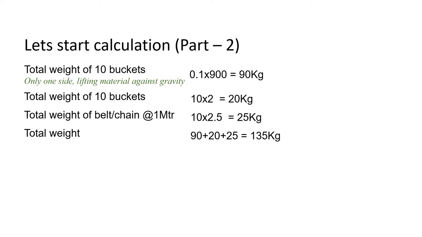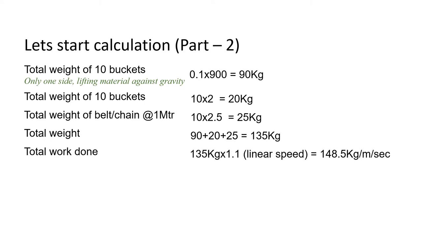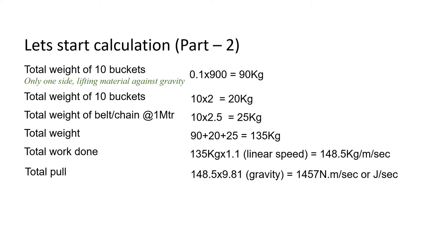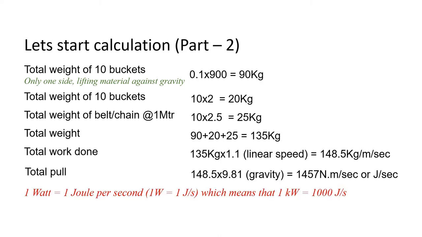It means the total work done will be the linear speed into total weight. We have 114.5, and the total pull against gravity, we will multiply by the gravity, and 1457 newton meter per second is joule per second. As we know, 1 watt is equal to 1 joule per second, which means that 1 kilowatt equal to 1000 joule per second.